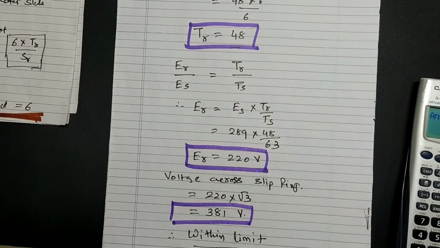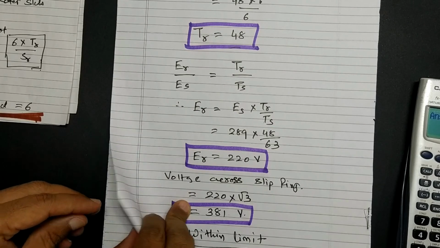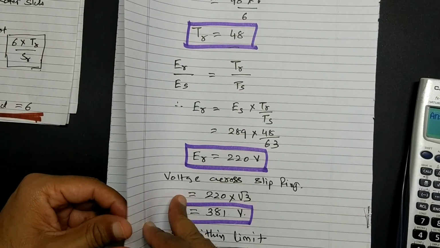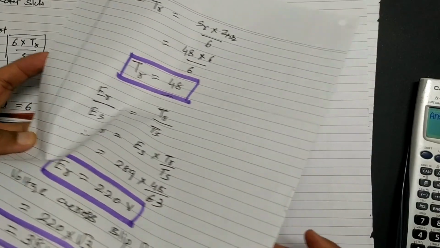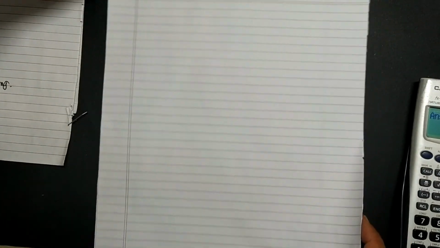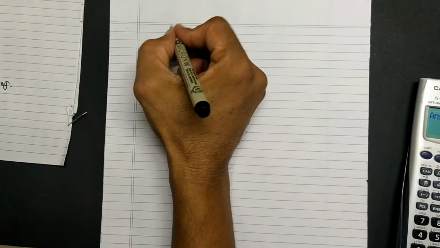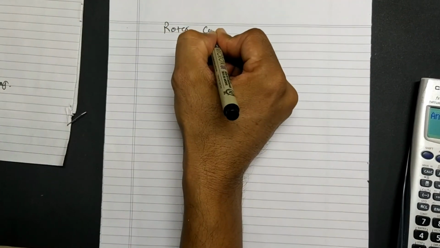So now we have considered rotor number of turns, rotor number of slots, and actual voltage across the slip ring. Now the remaining portion is rotor coil span and rotor current, as well as the rotor cross sectional area of the winding. So let us do further calculation. So now, the rotor coil span.